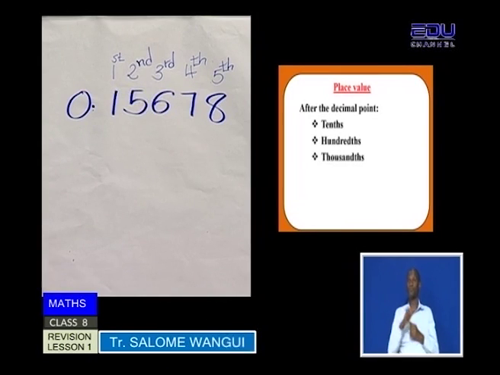The fourth number, which is 7, in our example, is in the place value of ten-thousandths. And the fifth number, which is 8 in our example, stands in the place value of hundred-thousandths. Okay, Lana?